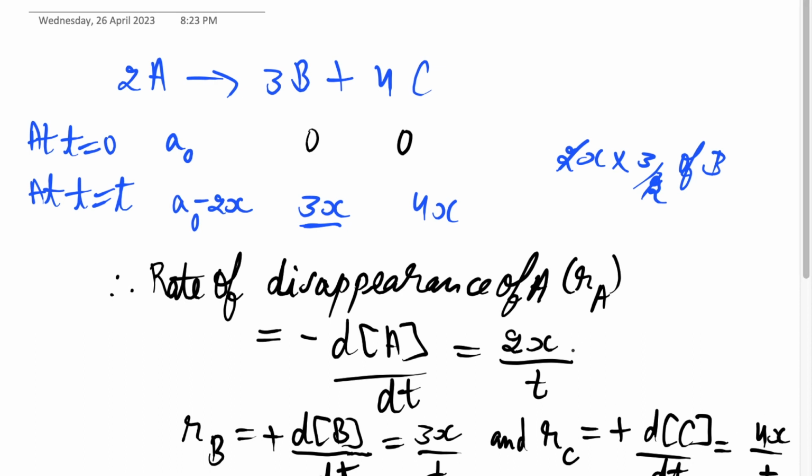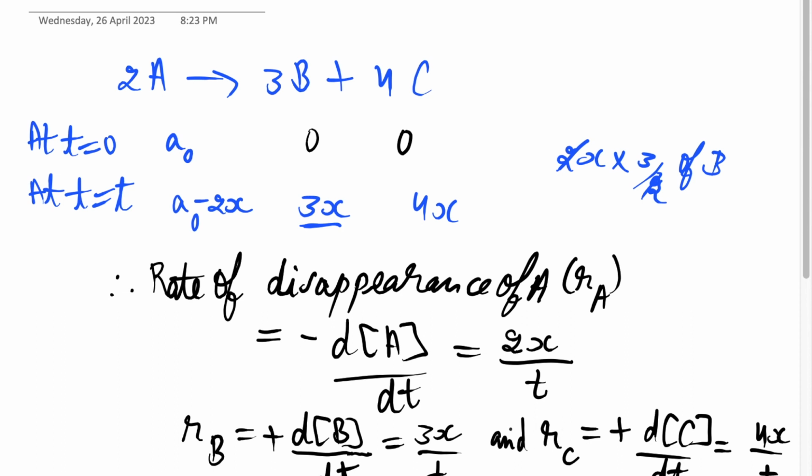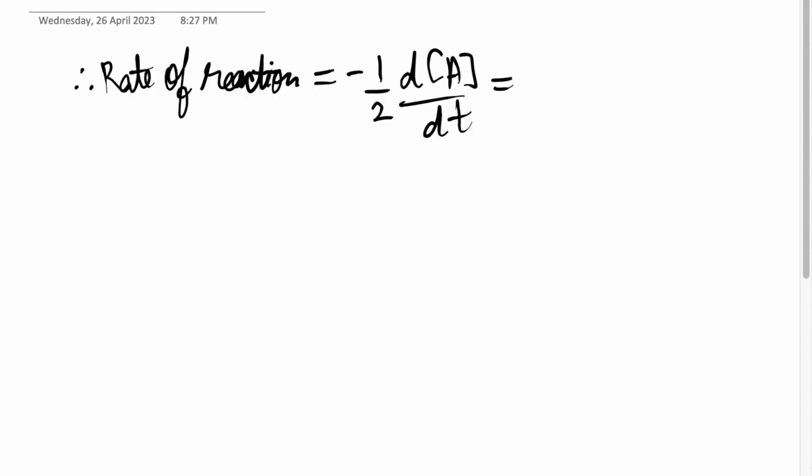After rearrangement of these three equations, if we take 2 down, we get the rate of reaction equal to minus 1 by 2 dA by dt. Also it's equal to RB, which is plus 1 by 3 dB by dt. Why are we taking these numbers down?